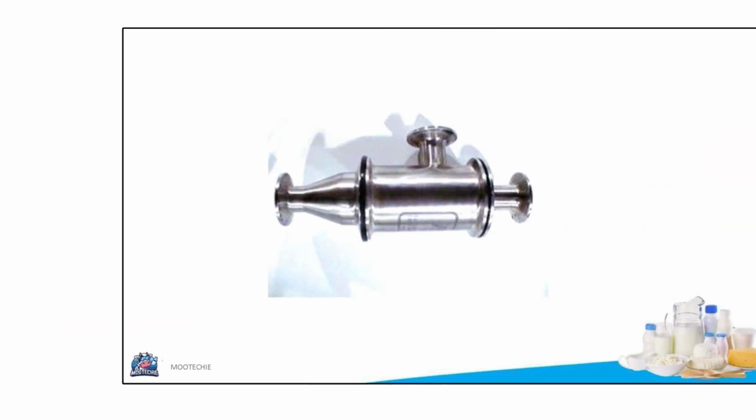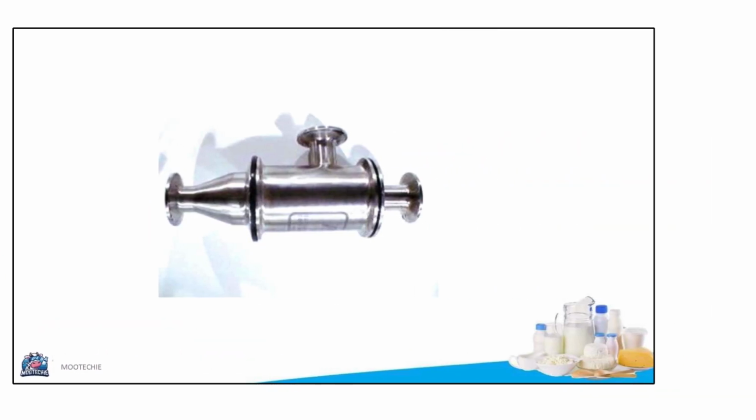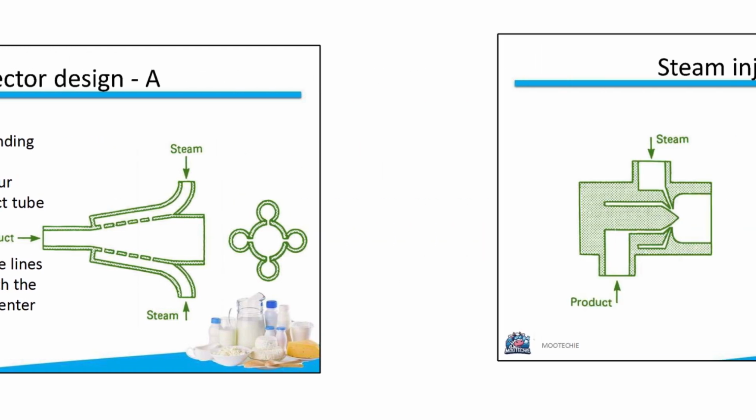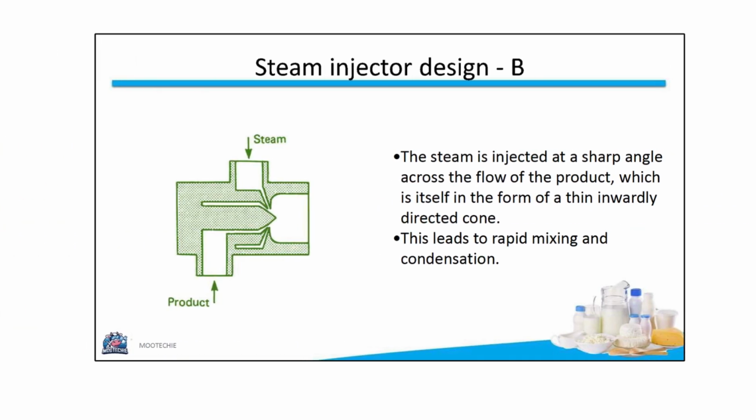There are different steam injector designs. In design A, the product flows through a venturi tube. Steam is supplied through surrounding tubes and enters the product via small orifices, creating small bubbles for rapid condensation. In design B, steam is injected at a sharp angle across the flow of the product, which is shaped into a thin, inwardly directed cone. This leads to rapid mixing and condensation.